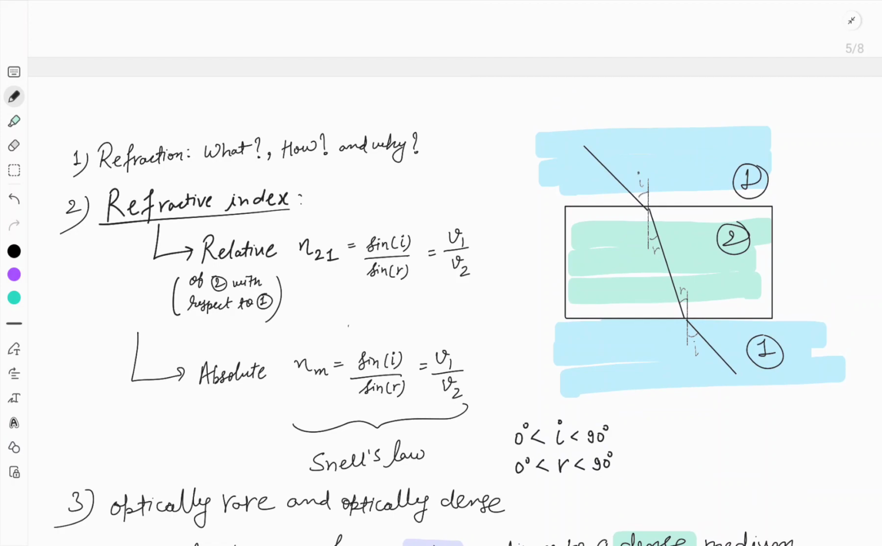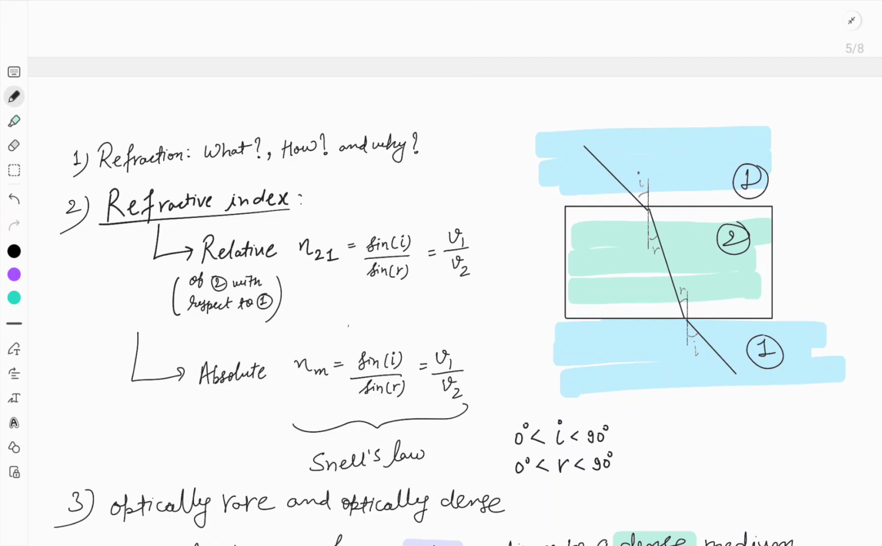So first was refraction. What is refraction? How does refraction happen and why does it happen? We all know that light bends towards or away from the normal when it hits a medium that is optically denser or rarer than where it was coming from, and this particular phenomenon is called refraction of light. And this happens because the light slows down in the particular medium.